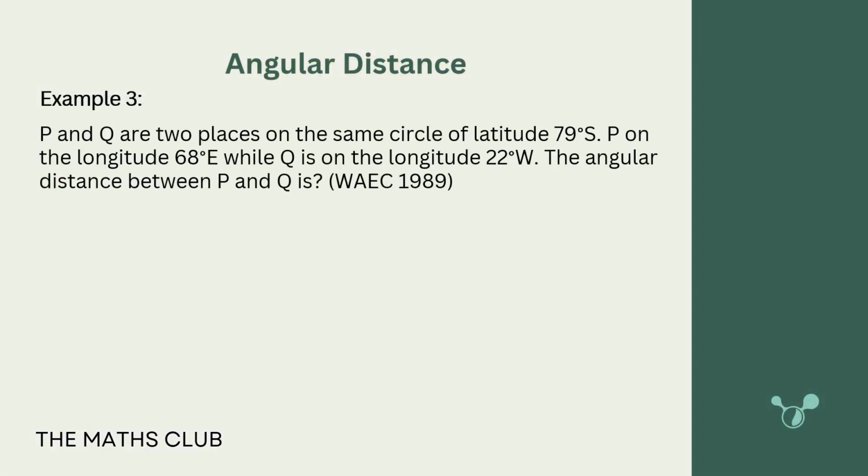Example 3 states that P and Q are two places on the same circle of latitude 79 degrees south, and P is on longitude 68 degrees east, while Q is on longitude 22 degrees west. The angular distance between them is what? Just take from WAEC 1999. Please pause the video and knock yourself out.